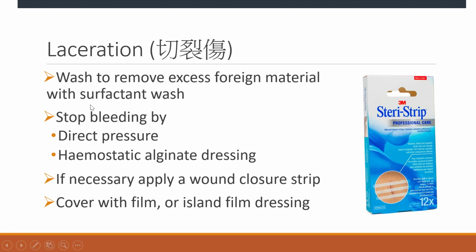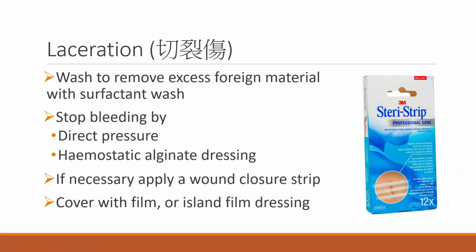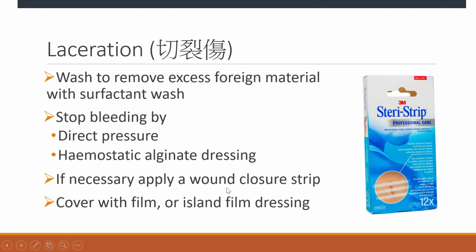excess foreign material with any surfactant wash. 可能用一些这个肥皂啦，这些界面活化剂的东西去清理伤口。And then if there's any bleeding, you can stop the bleeding. Try to either use pressure, or use the haemostatic alginate. We talked about alginate helping to stop bleeding. So for this type of wound, you have to find a way to stop bleeding first. If necessary, you just apply the strip.